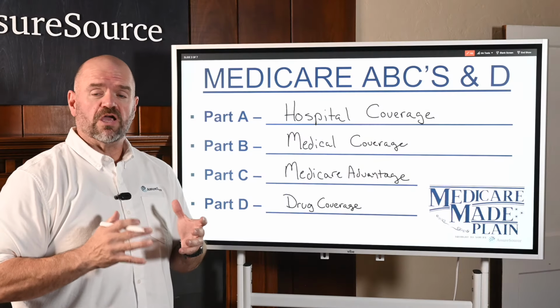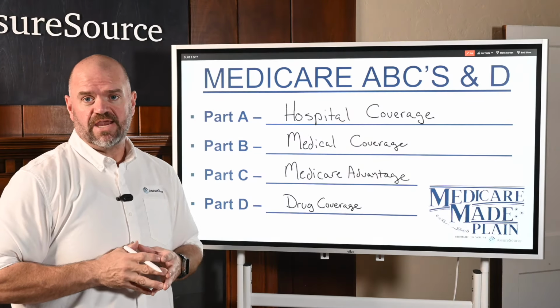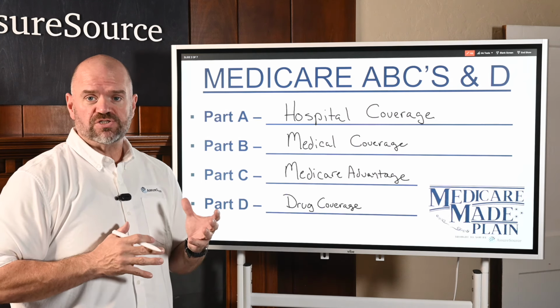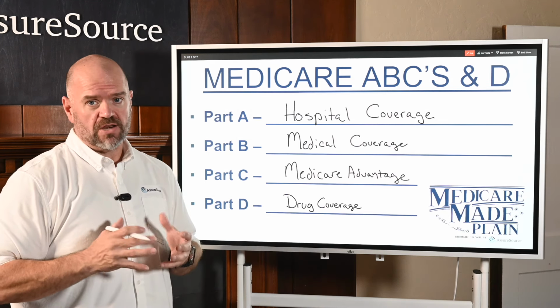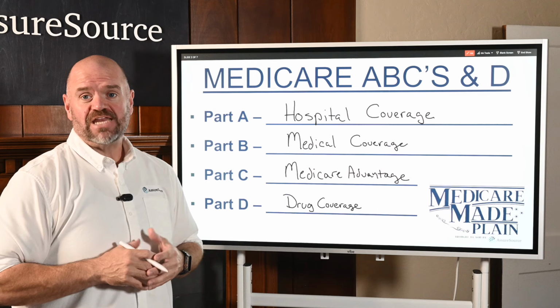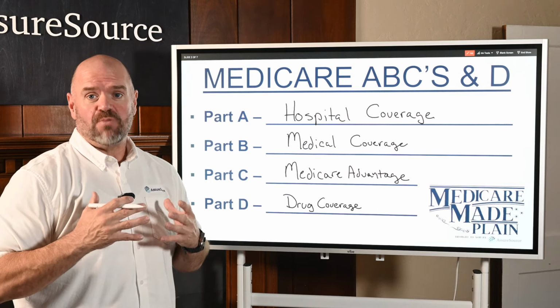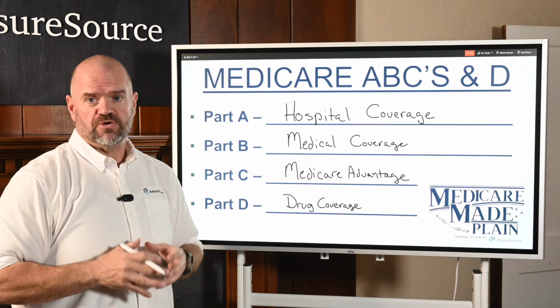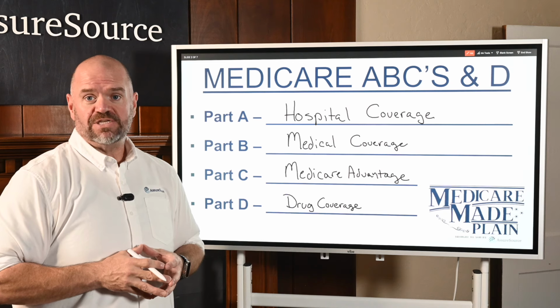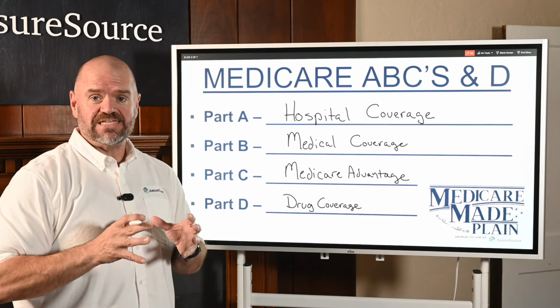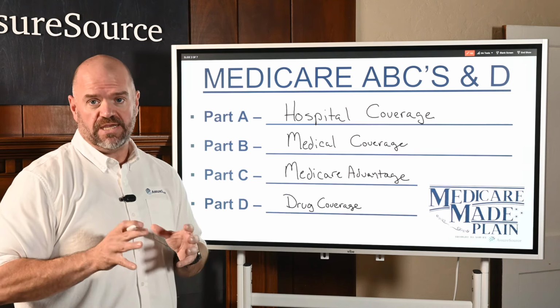So again, when we talk about the A, B, C's, and D's of Medicare, Part A is your hospital insurance, Part B is your medical insurance, Medicare Advantage falls under Part C, and then Part D is where most of your prescription drugs are covered. But today we're going to dive into the details of Medicare Part B.